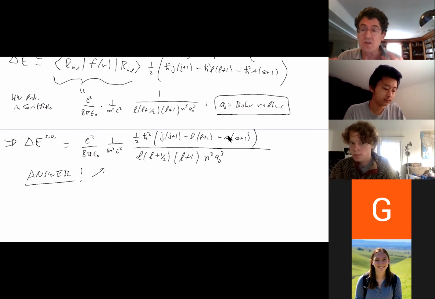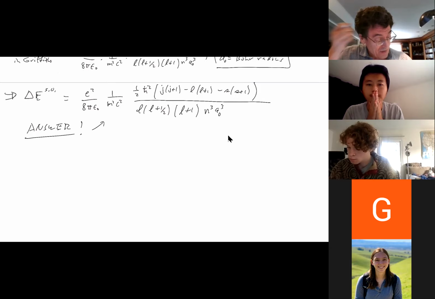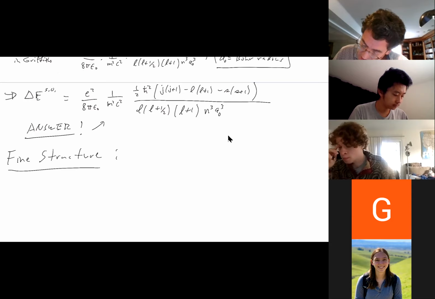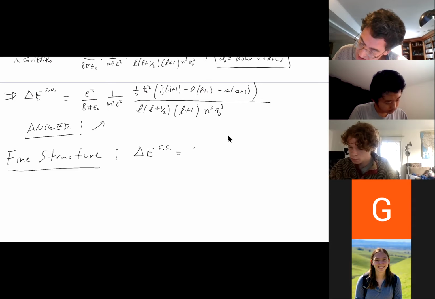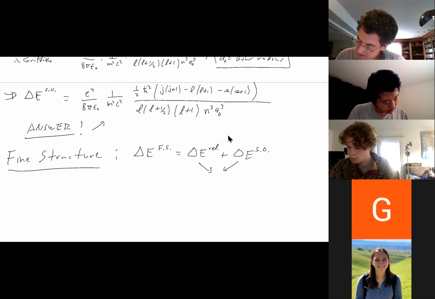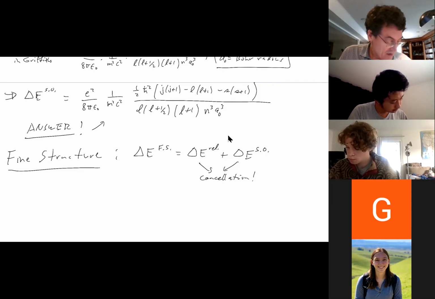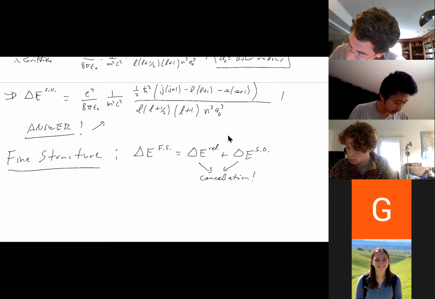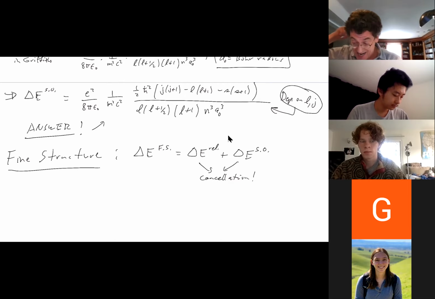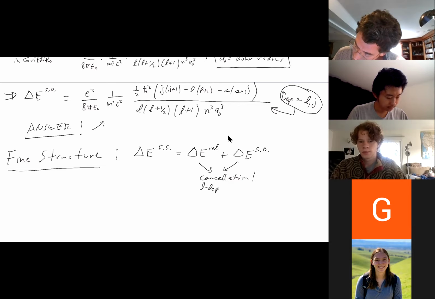But then there's a cute little thing to notice, which is not obvious at all. When we define the fine structure correction, delta E, the energy correction, the fine structure is equal to the relativistic correction plus the spin orbit correction. And when we add those two corrections, there's some cancellation. You see that this guy depends on l and j, but when you add those two, the l dependence drops away, which is not obvious at all.